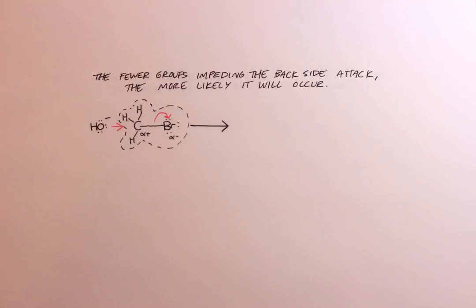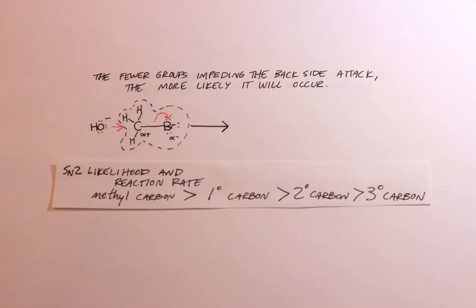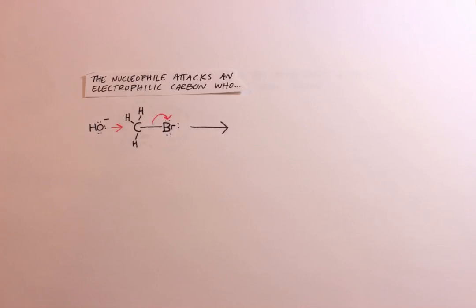The fewer substituents there are on the carbon bound to the leaving group, the more likely this alkyl halide is to undergo an SN2 reaction. In fact, a methyl carbon is more likely to react this way than a primary carbon, than a secondary carbon is, and finally, a tertiary carbon is least likely to undergo an SN2 reaction.